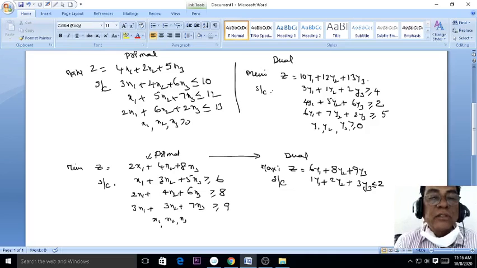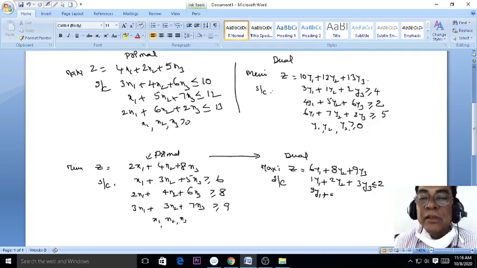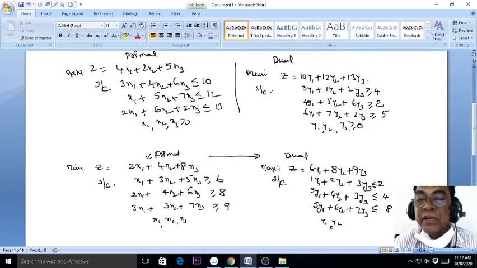Next, go to the second column values, 3, 4, 3. So 3y1 plus 4y2 plus 3y3. What does the second column correspond to? 4. Write down here 4. The second symbol is given as greater than or equal to, better to write down less than or equal to. Go to the third equation, 5, 6, 7. So 5y1 plus 6y2 plus 7y3, less than or equal to 8. Next, y1, y2, y3 greater than or equal to 0.